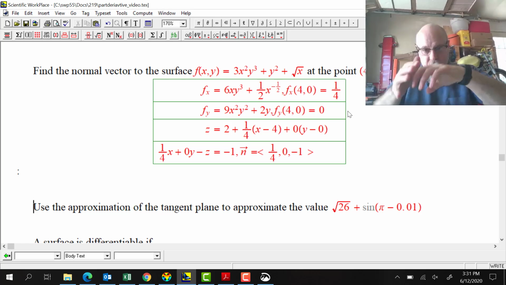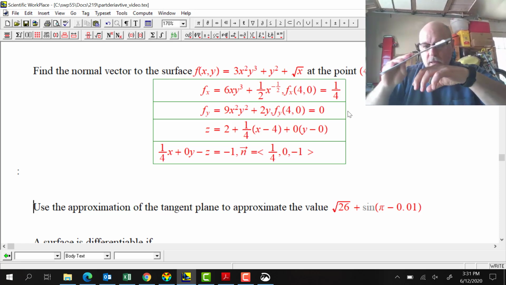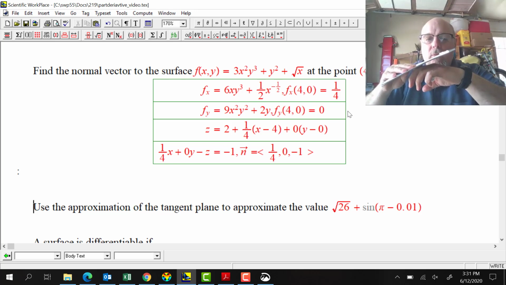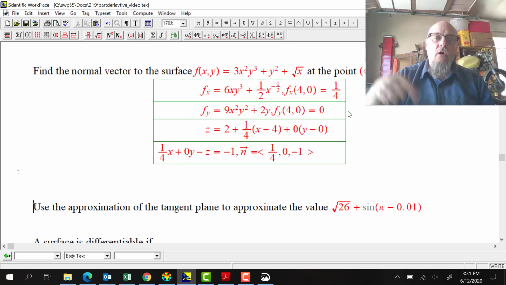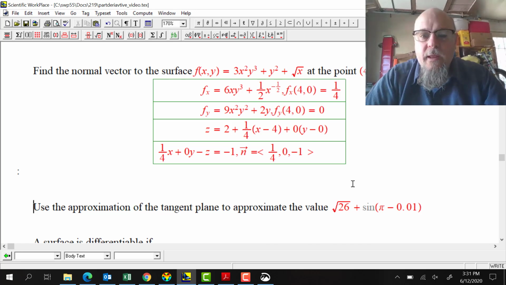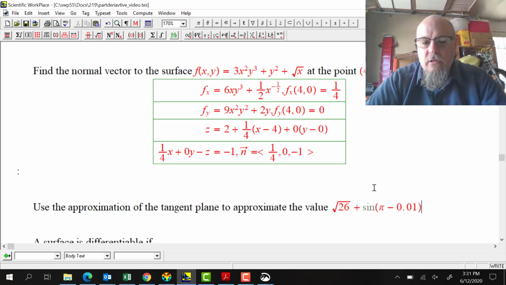If this is the surface curved, then the plane is close to the surface. It's not close far away from that point, so it's not a good approximation far away from that point, but it is an okay approximation close to that point. So that's what we're doing here.